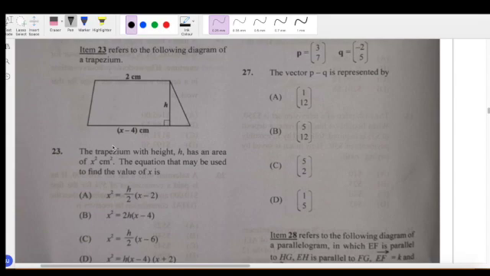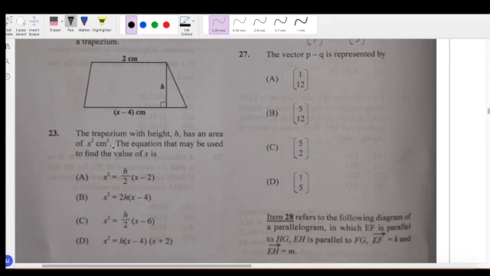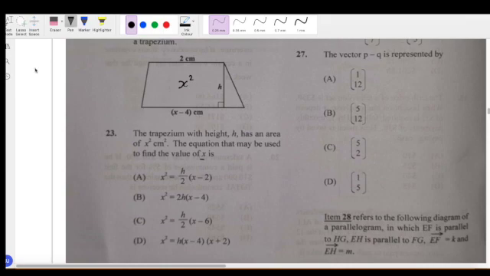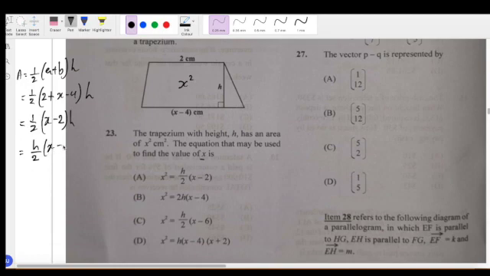So item 23 refers to the following diagram of a trapezium. The trapezium with height h has an area of x squared centimeters. So the whole trapezium has an area of x squared centimeters. The equation that may be used to find the value of x is, well, the area of a trapezium is a half the sum of the parallel sides by the perpendicular height. So that is a half the sum of the parallel sides, which is 2 plus x minus 4, multiplied by h, which is a half of x minus 2, because 2 minus 4 is minus 2, times h, which you could see as h on 2 into x minus 2. Yes, you can say that.